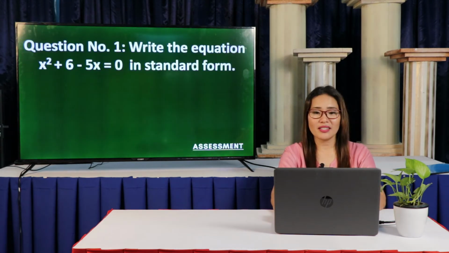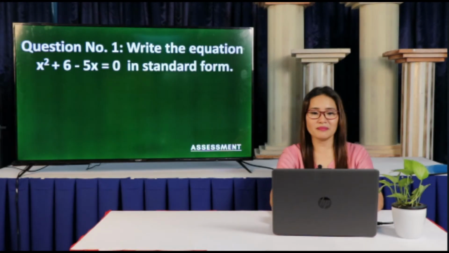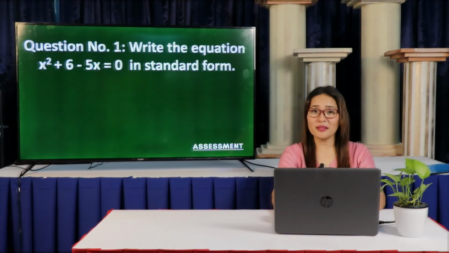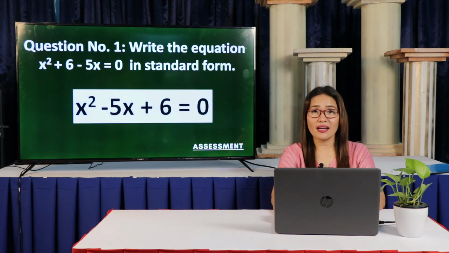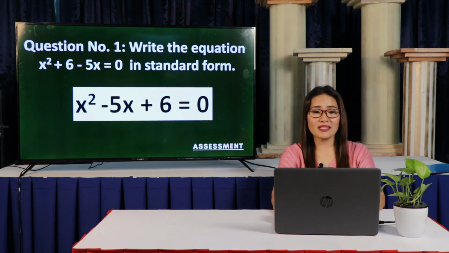Question number 1. Write the equation x squared plus 6 minus 5x equals 0 in standard form. You have 10 seconds to answer. Pens up! The correct answer is x squared minus 5x plus 6 equals 0. I hope you got it right. We will now proceed to the second question.